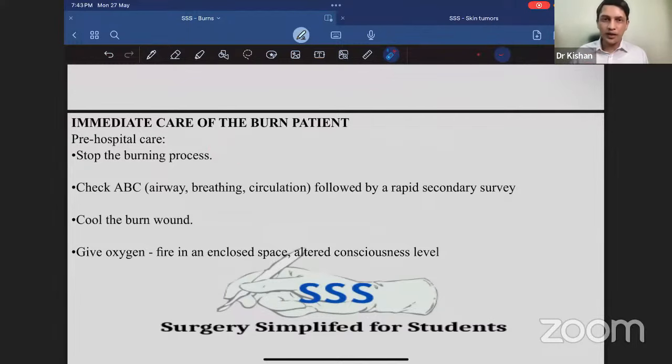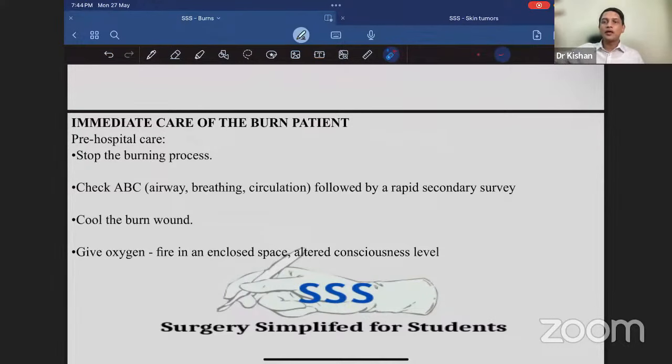Immediately, even a layman can check for the ABCs. Or even a medical professional, you can check immediately the patient's ABCs. Check the airway, whether it's patent or not, whether he's breathing normally or not, and check the pulse and whether the circulation is adequate or not. Check all these things and immediately do the secondary survey. Look for any life-threatening injuries.